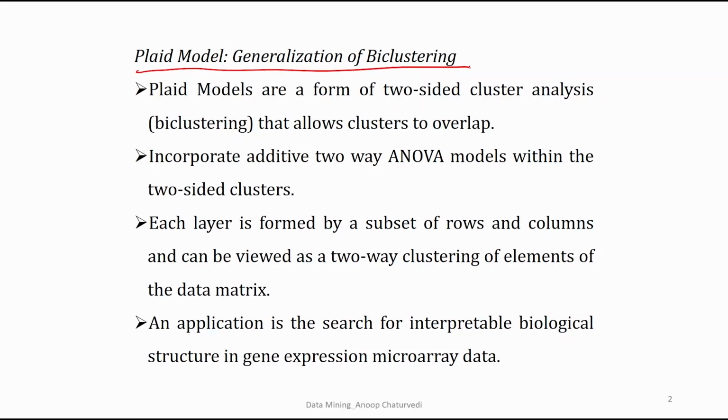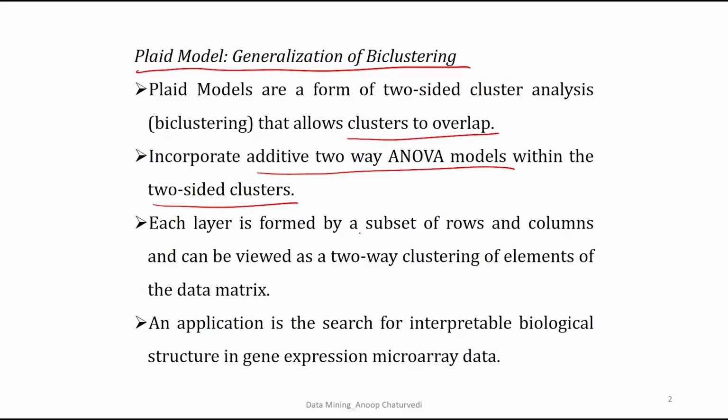The Plaid models provide generalization of bi-clustering. Further, the Plaid models are a form of two-sided cluster analysis, that is bi-clustering, that allows clusters to overlap. So, this is where the Plaid models are different from other bi-clustering methods which do not allow overlap. Then the Plaid models incorporate additive two-way ANOVA models within the two-sided clusters. And using these models, we go for clustering.